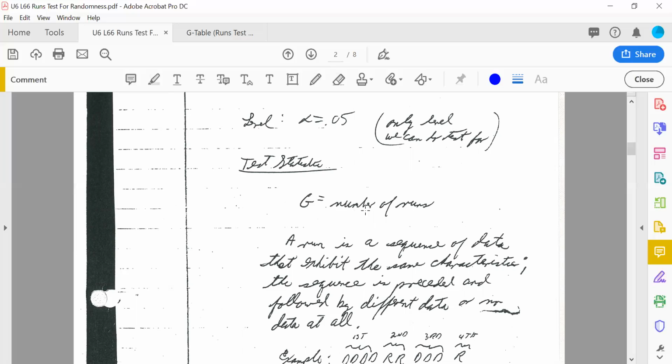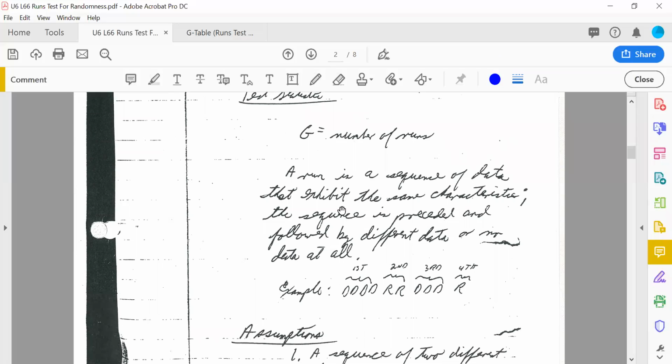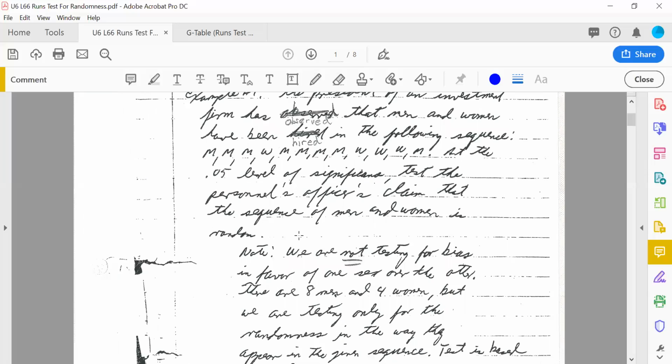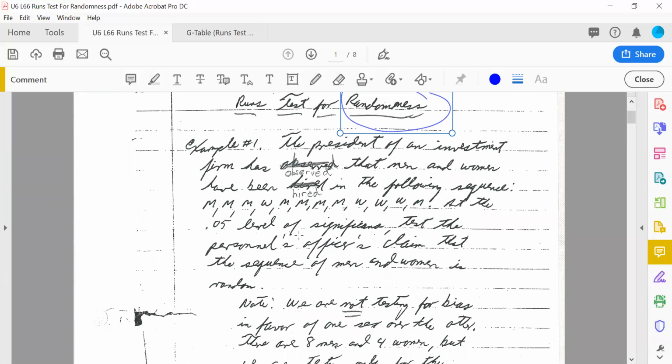G represents the number of runs. What is a run? A run is just a sequence of data that exhibit the same characteristic. The sequence is either preceded by or followed by different data or no data at all. So let me go back up. How many runs are in this sequence right here?